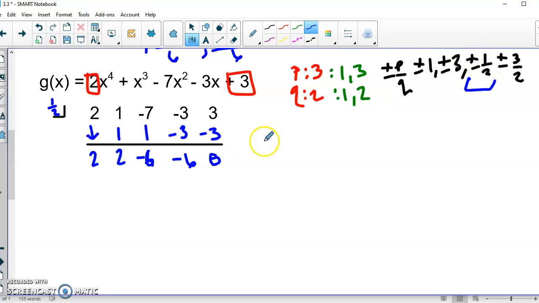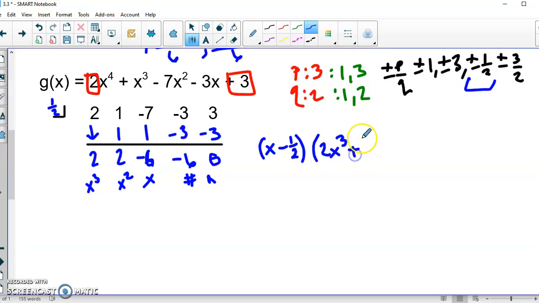All right, so what do we have here? Well, right now I have x minus 1/2 because that gave us a remainder of 0. And then again, we have remainder, number, x to the first, x squared, and x cubed. So then this is 2x cubed plus 2x squared minus 6x minus 6. Now at this point we have some options.